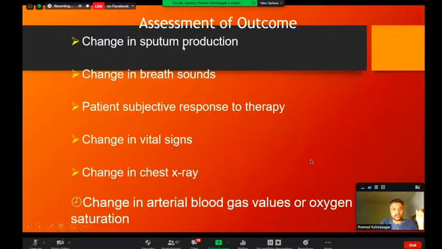So always check for outcomes: change in the sputum production, change in the breath sounds, patient's subjective response to the therapy, change in the vital signs, change in the x-ray, and change in the arterial blood gas values of the oxygen saturation. Especially if you're working in the intensive care unit, they tend to do the ABGs and the x-ray frequently, so you can always check them.